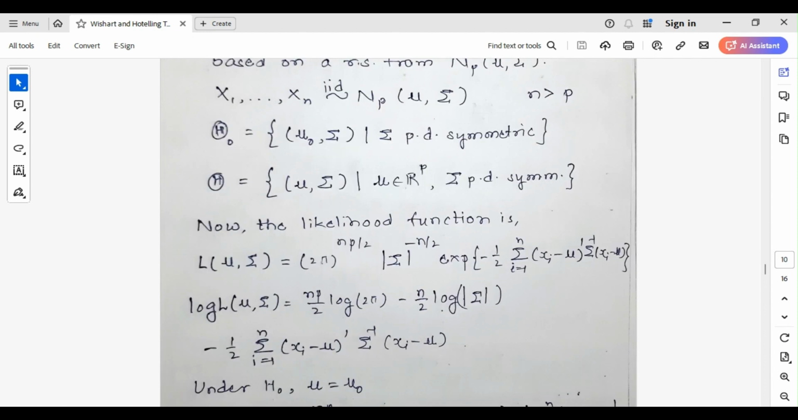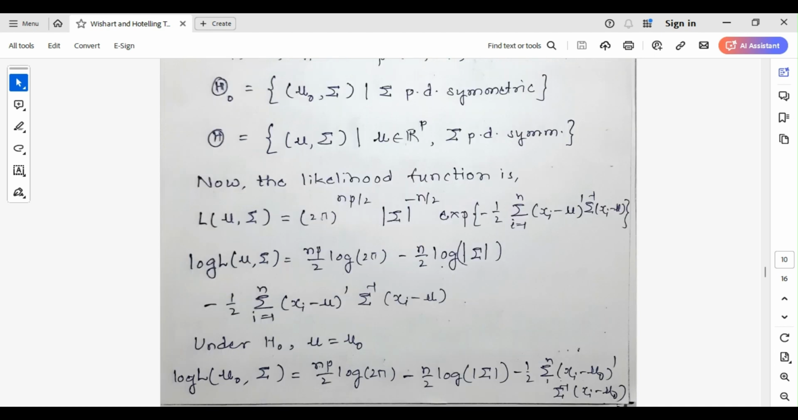Now to apply the likelihood ratio test, let us go to the likelihood function first. The likelihood function looks like this: L of mu, sigma is equal to 2 pi raised to minus np by 2, determinant of sigma raised to minus n by 2, e raised to minus half summation xi minus mu transpose sigma inverse xi minus mu. This likelihood function is simply the product of the n PDFs of the multivariate normal distribution computed at the points xi. Now we will take the log likelihood function to simplify things. So the log likelihood function will be like this.